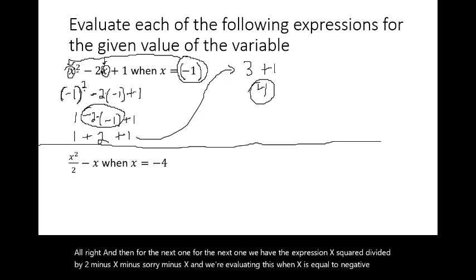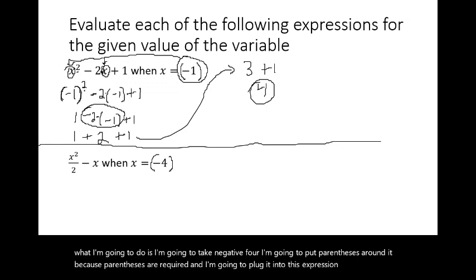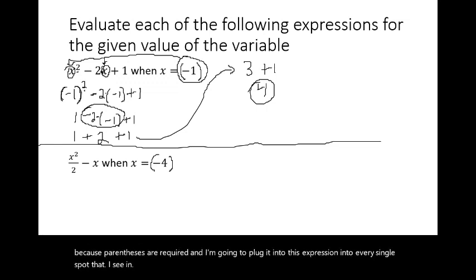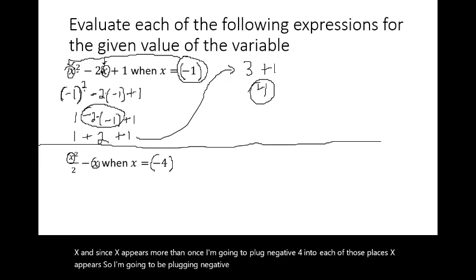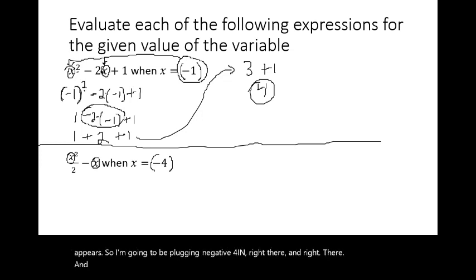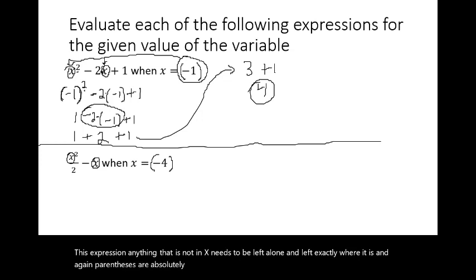So what I'm going to do is take -4, put parentheses around it because parentheses are required, and plug it into this expression in every single spot that I see an x. And since x appears more than once, I'm going to plug -4 into each of the places x appears. So I'm going to be plugging -4 in right there and right there. And in this expression, anything that is not an x needs to be left alone and left exactly where it is. And again, parentheses are absolutely essential, especially with exponents.